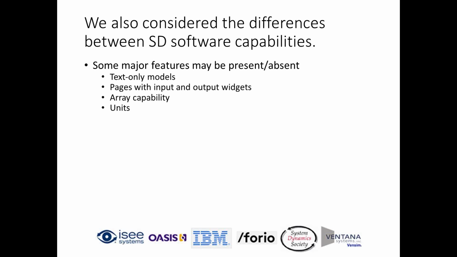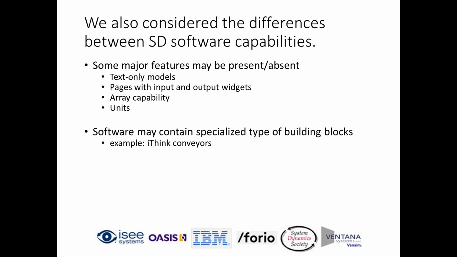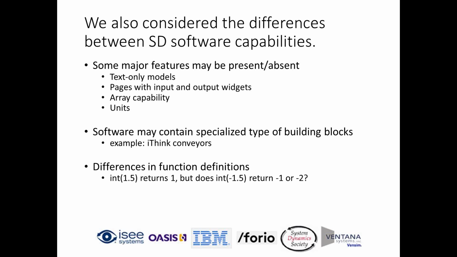But first, let me just mention a couple of things that in the software may be present or absent. You may have models that are text only. You may have pages that have input and output widgets, or other software programs may not support those input and output devices. Array capabilities, units. You may have specialized types of building blocks like your iThink conveyors. You may even have differences in function definitions, and I have lots of examples.